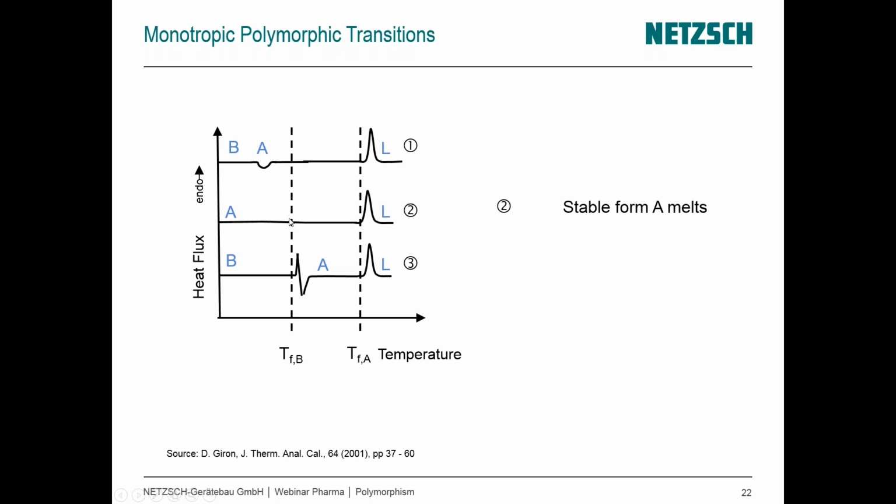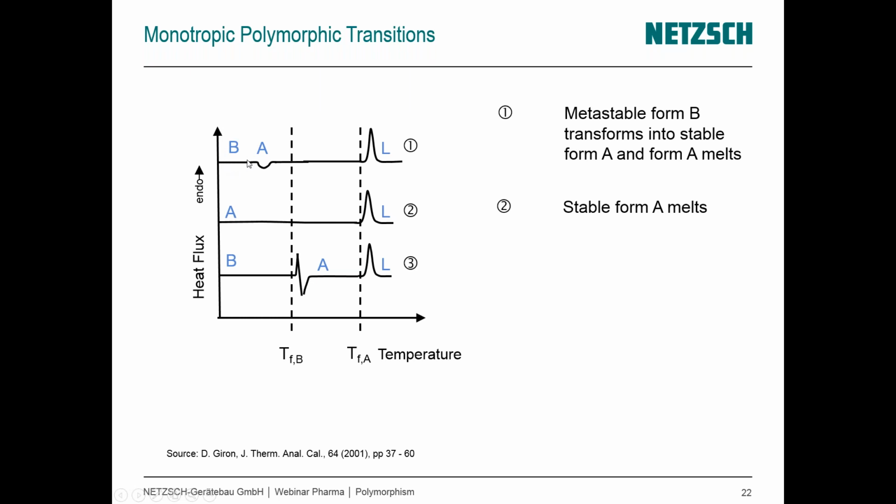So instead of 5 or 6 examples, we now just have 3, and we will start with the most simple example, which is this number 2. We've got stable form A simply melting. This is the example that we saw at the very beginning when we were looking at something like sorbitol or ribavirin. We have one stable form that is melting, that crystalline structure melting, and we go from solid to liquid.